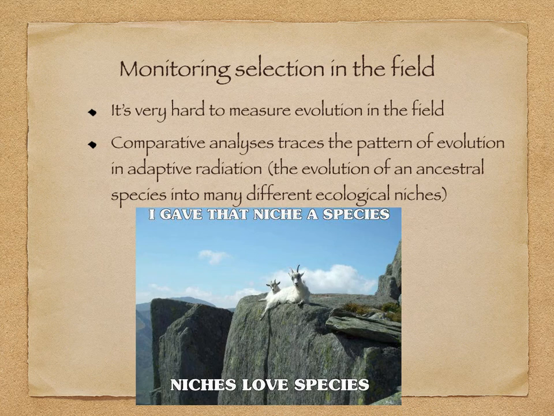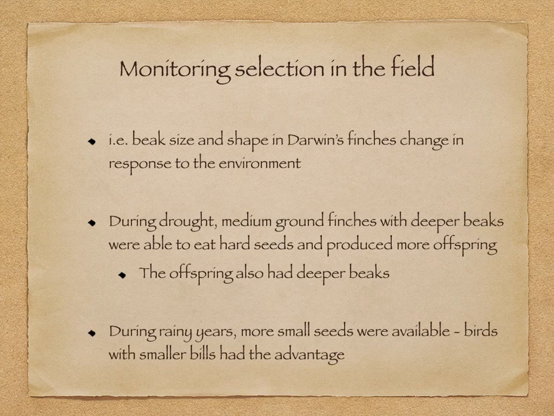Monitoring selection in the field can be really hard. Comparative analyses can trace the patterns of evolution back, though. So that's what, as I said, that's what Darwin did. Beak size and shape in Darwin's finches changed in response to the environment, and he could keep track of all of that.